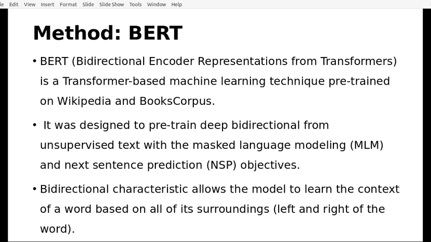And this bidirectional characteristic allows the model to learn the context of a word based on all of its surroundings. Other NLP models may learn from left to right or right to left, but this BERT model has the ability to learn based on all of its surrounding words.